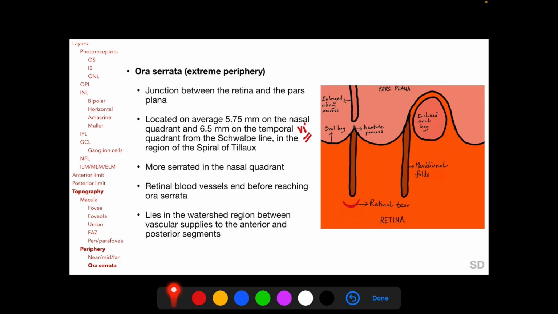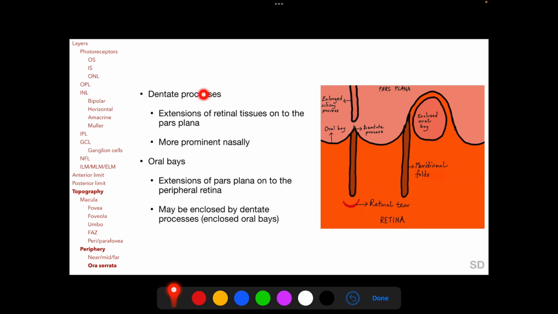The ora serrata lies in the watershed region between the vascular supplies to the anterior and posterior segments of the eye. Dentate processes are extensions of retinal tissues onto the pars plana, and they are more prominent nasally, giving the more serrated appearance of the ora serrata in the nasal quadrant.